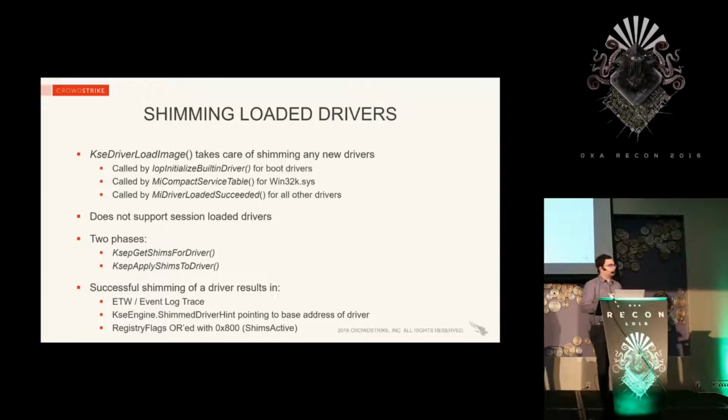There's a variable in the kernel that we're going to see that basically points to the last driver that got shimmed. And you get some flags as well that tell you a shim is active. So when we're going to look at introspection later with some kernel debugging scripts, we're going to see side effects of basically that being enabled.